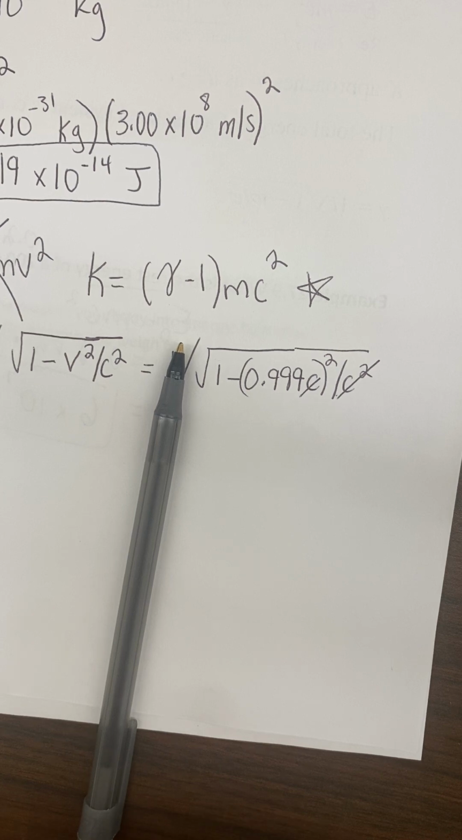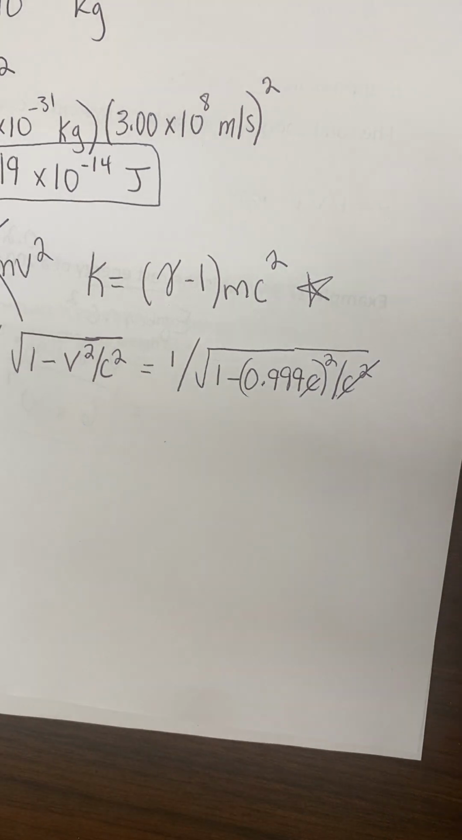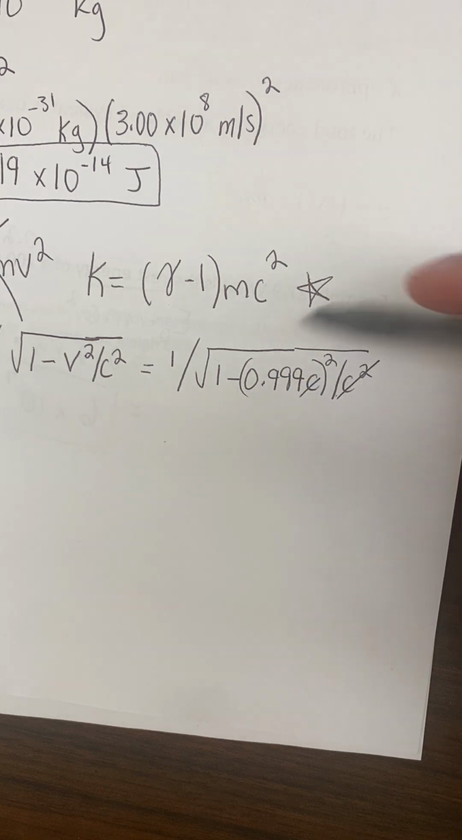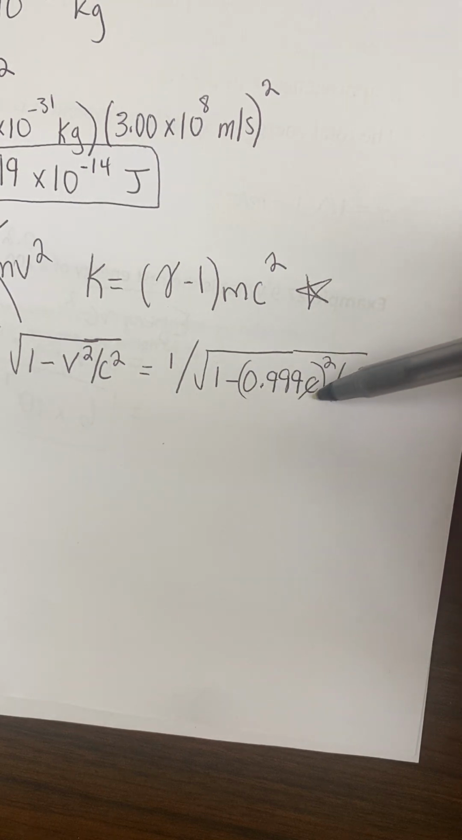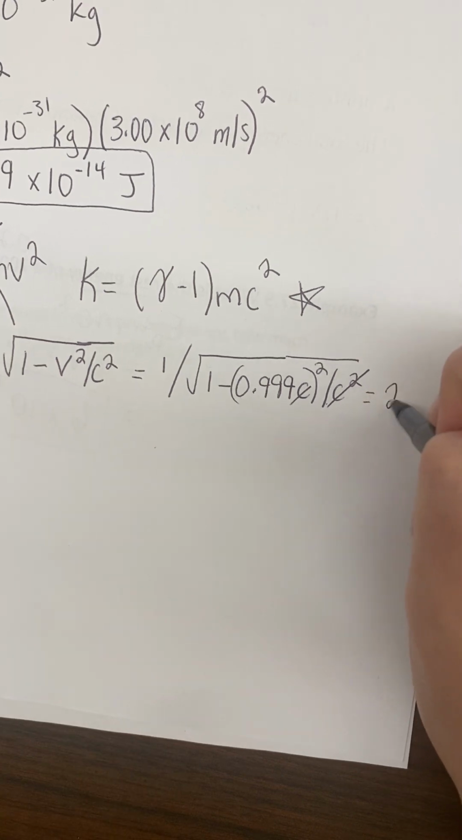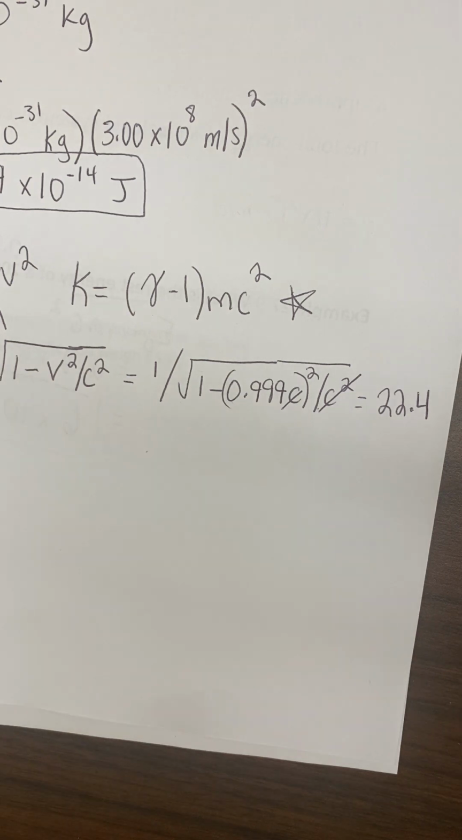So part 2, where we left off, I was saying that as a shortcut, you could just square the 0.999 and not worry about the c's because they cancel out. That's why the c squared is there. When we do that, we get 22.4 for gamma. So gamma is a factor that represents how much less the speed is than the speed of light.